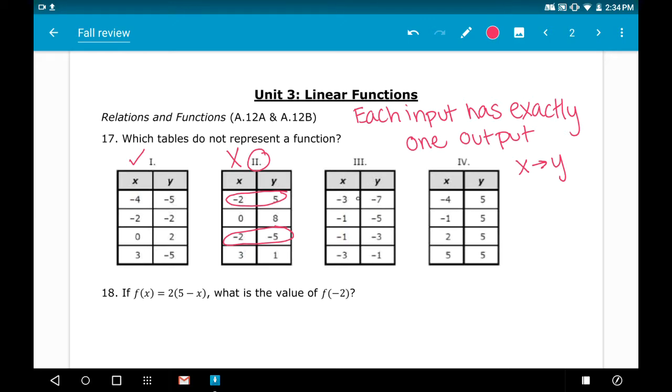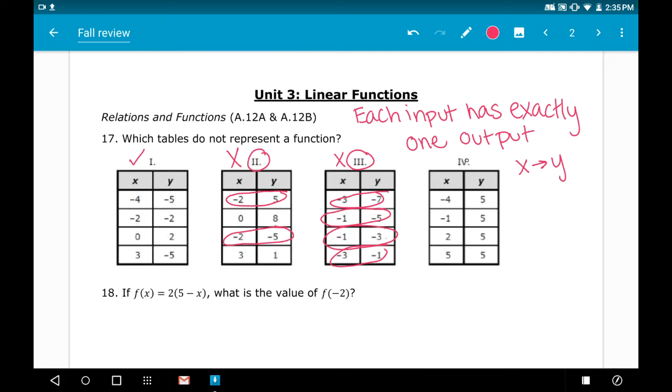If we look at 3, our x values are -3, -1, -1, -3. So our first problem here is we have two -3's. And again, one goes to -7, the other goes to -1. So right away we know this is not a function. But also we have two -1's. So one -1 goes to -5, the other goes to -3, which also is not allowed.